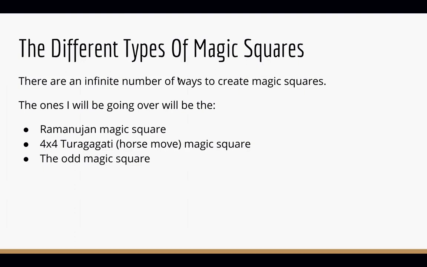So, different types of magic squares. There are infinite numbers of ways to create a magic square. The ones that I'll be going over will be the Ramanujan magic square, the 4 by 4 Puragavati or horse move magic square, and the odd magic square.